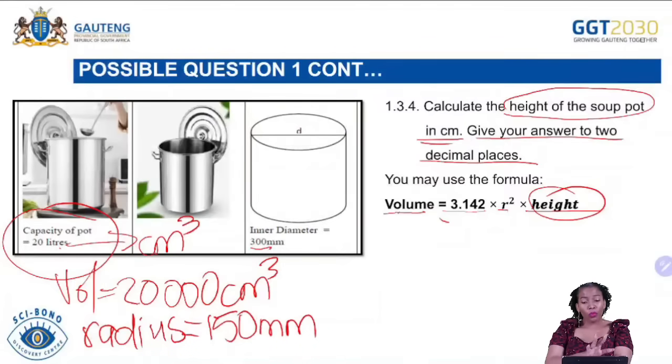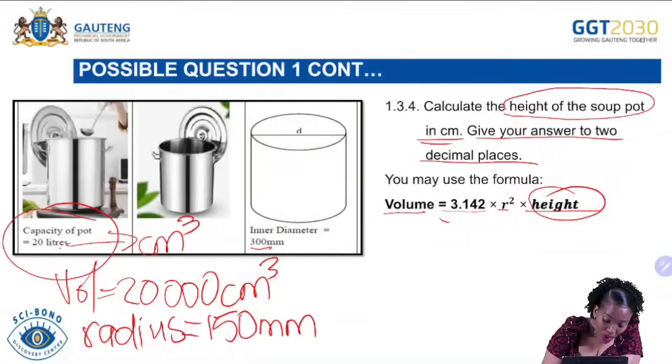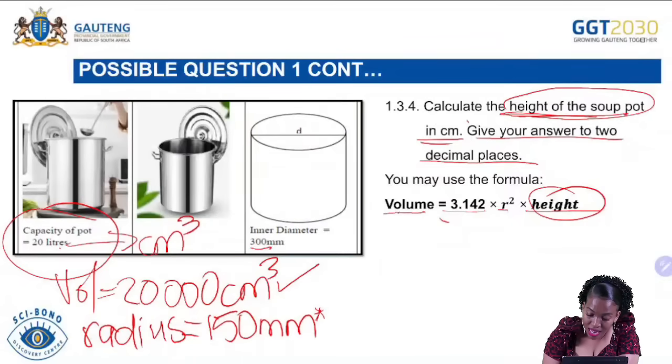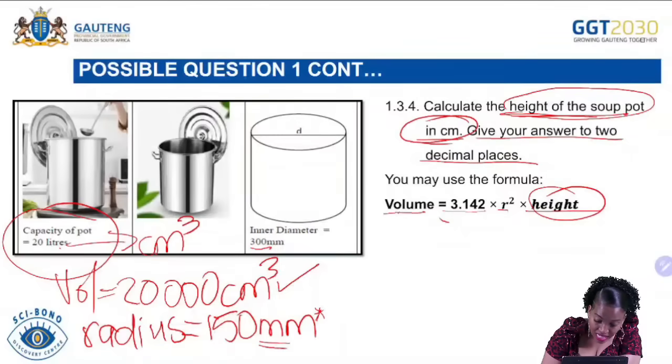But here we have a problem. Before we can even substitute into the formula, the units are not the same. This one is given in cubic centimeters, but this one is given in millimeters. So something must give. Either we convert those cubic centimeters to cubic millimeters, or we convert the millimeters to centimeters. So what will guide us? They want the height of the pot in what? In centimeters. So I think the smart thing is to convert these millimeters to centimeters.